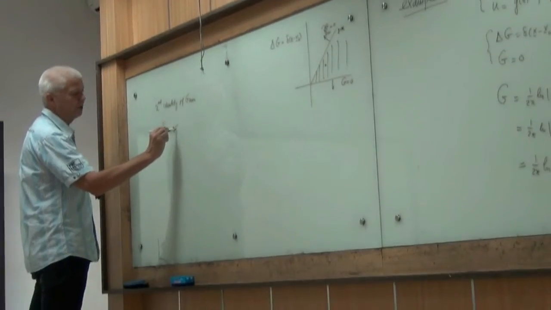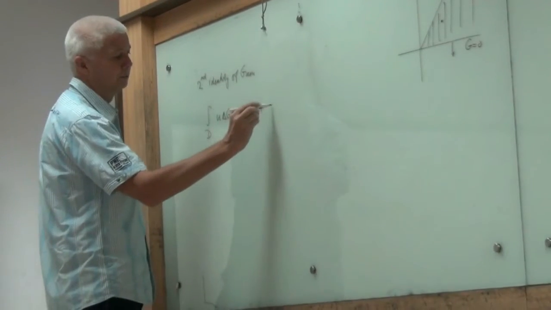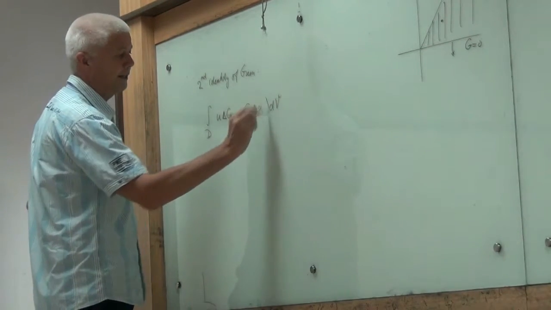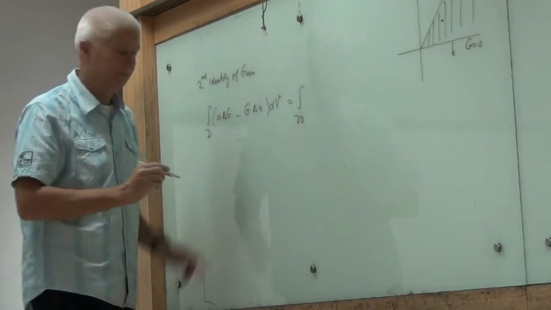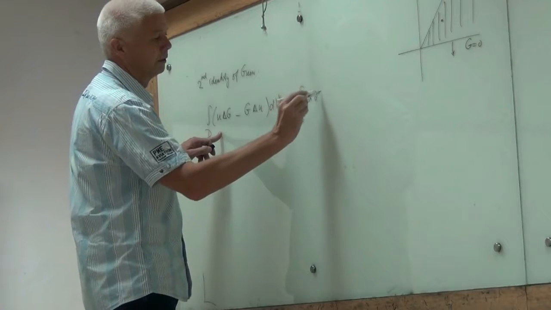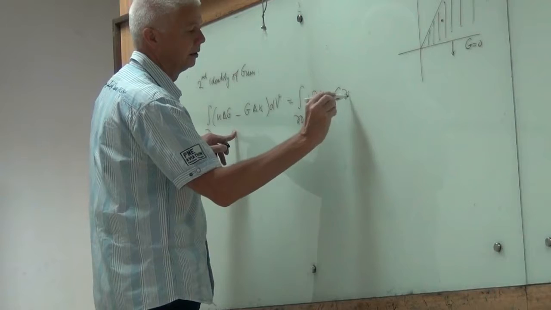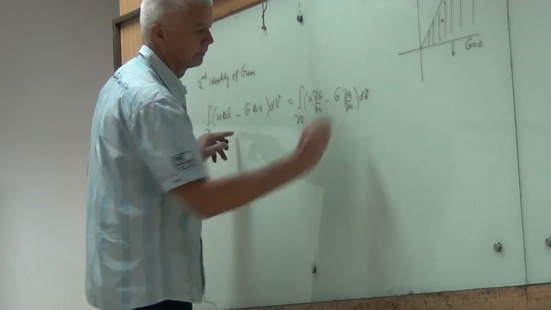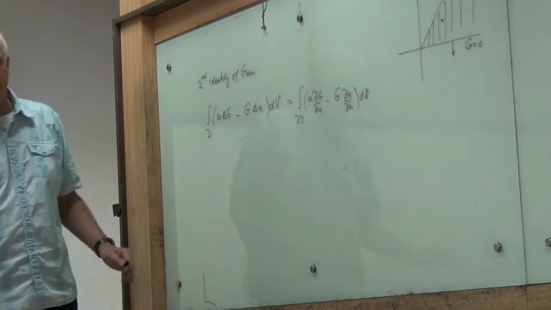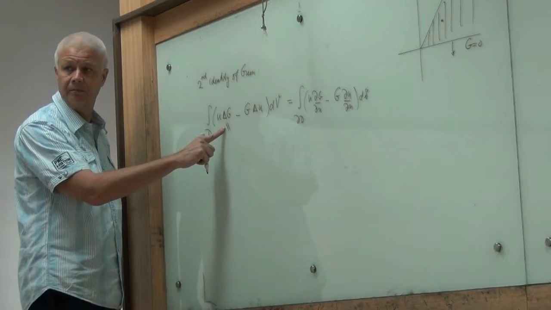Second identity of Green. The integral over my domain of u Laplace g minus g Laplace u is equal to the integral over the boundary of my domain of u dg/dn minus g du/dn ds.